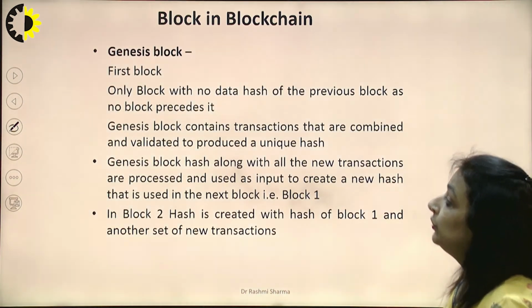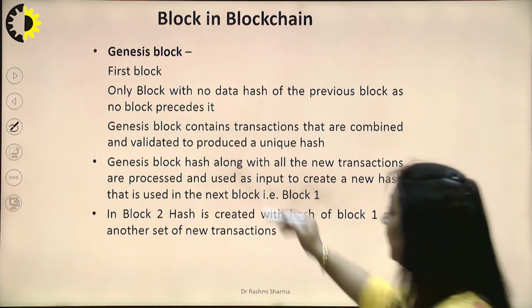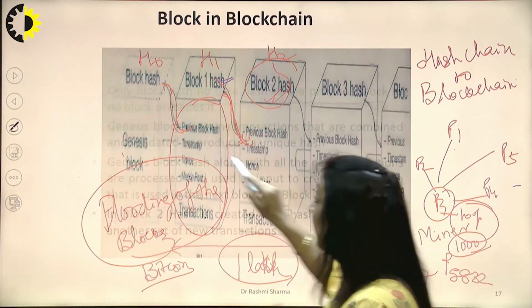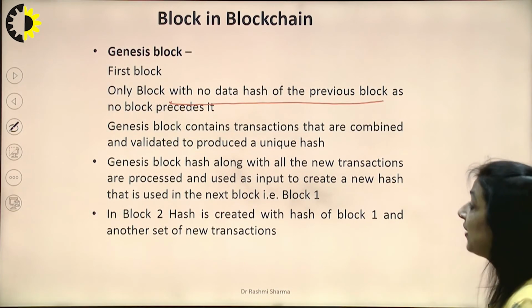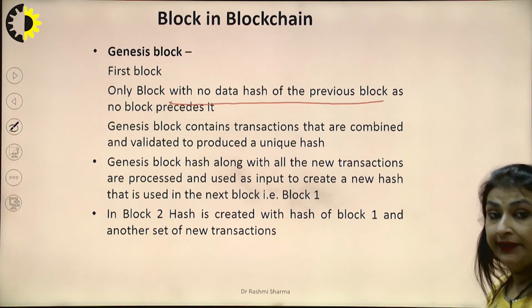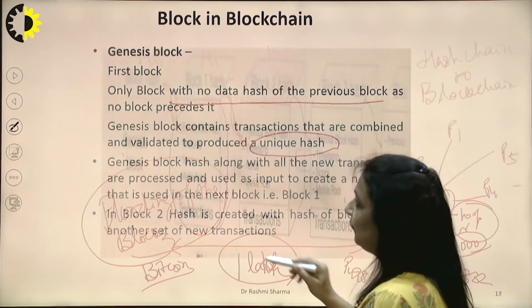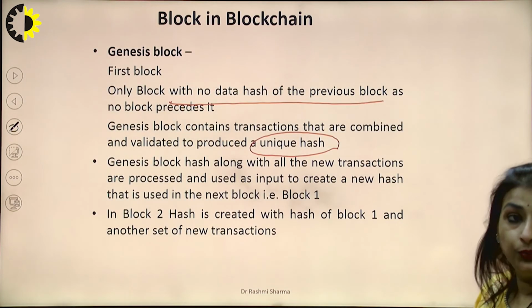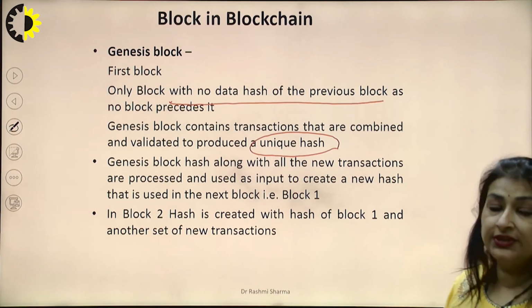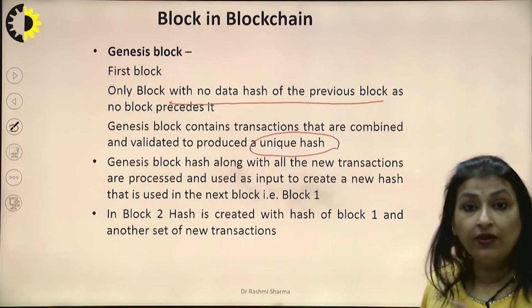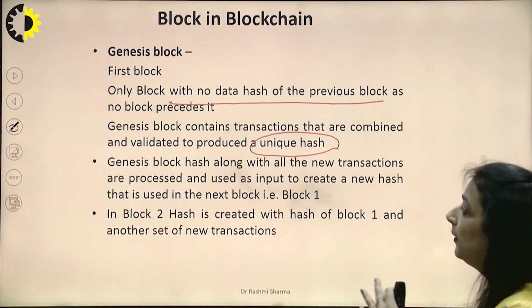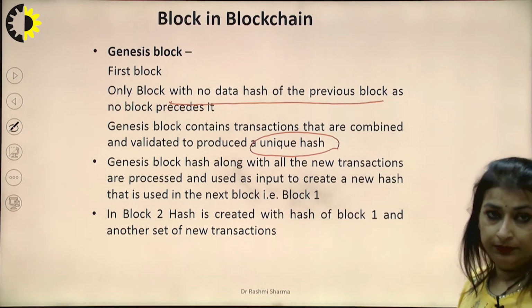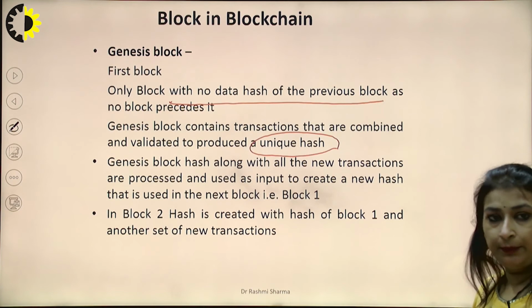Okay. So now the genesis block is usually the first block, the only block with no hash value of the previous block. See, we don't have any hash value of the previous block, but we have generated one. The genesis block contains transactions that are combined and validated to produce a unique hash. So having this hash value makes it unique. So the first block is usually called the genesis block. This genesis block doesn't have a previous hash value of any block, but it contains the transactions that are combined and validated to produce that particular hash value.